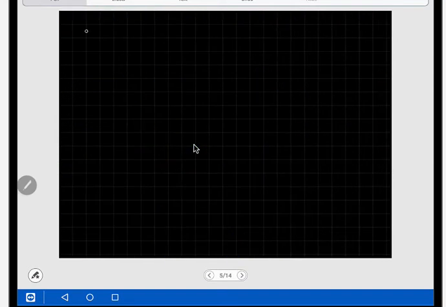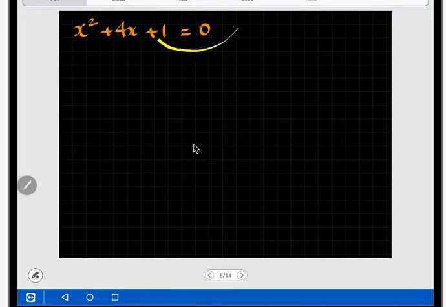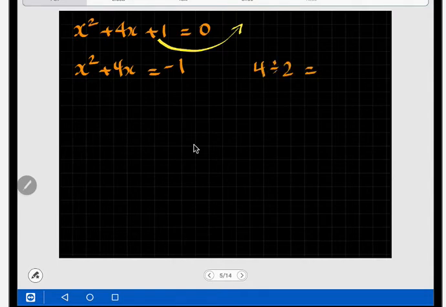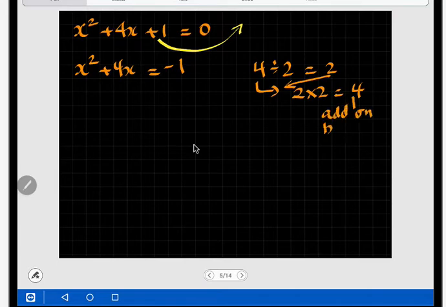So let's say x squared plus 4x plus 1 is equal to 0. So my step 1 that I learned is bring that here. So it's going to be x squared plus 4x is equal to minus 1. Then I will divide 4 by 2. I will get 2. Then I will take that answer here, 2 times 2, I will square it. I will get a 4 again. Okay, so that 4 I will add on both sides, right? So it's going to be x squared plus 4x plus 4 is equal to minus 1 plus 4.